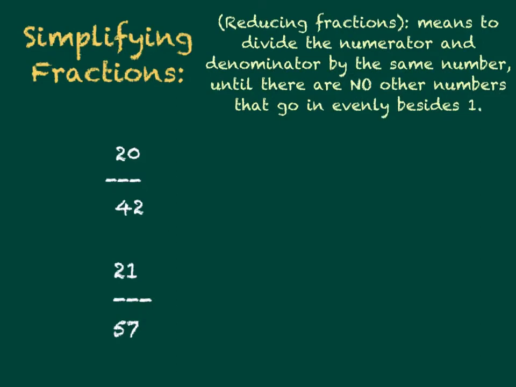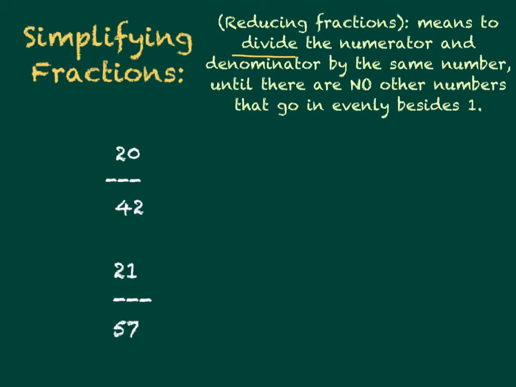When I simplify fractions, I'm looking at a similar method to finding equivalent fractions. Another way of saying this is reducing fractions, and this simply means to divide the numerator and the denominator by the same number until there are no other numbers that go in evenly besides 1. So in simplifying, I'm always using division, and I'm only using division.